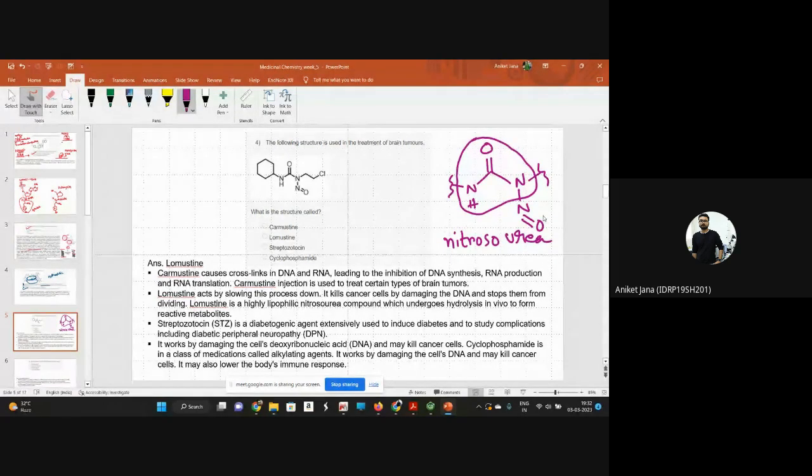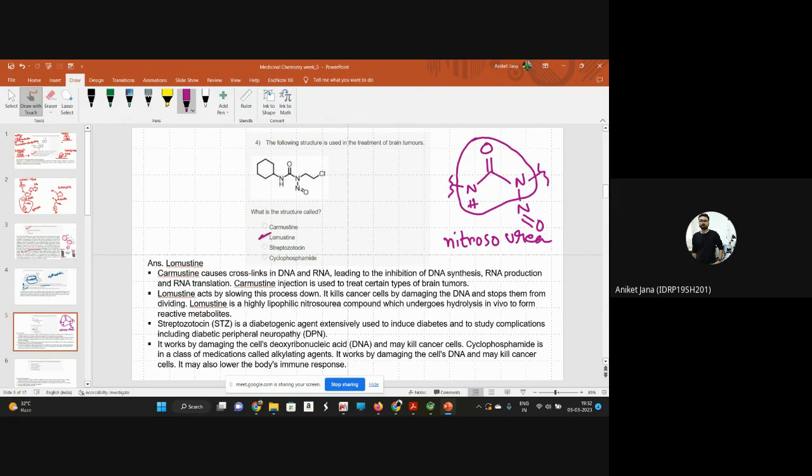Okay, so it is carmustine or lomustine or streptozotocin or cyclophosphamide. Which kind of structure is this? Lomustine. Yes. All these kinds of structures are used to treat brain tumors. Yeah, this is lomustine.